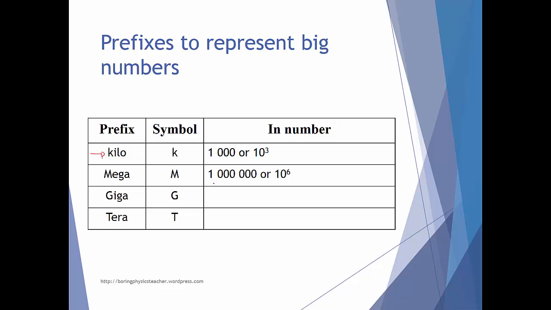For mega, it's 10 to the power 6, or 6 zeros. For giga, it is 9 zeros. For tera, may I guess? It is, of course, 12 zeros. So you see a certain pattern to it: 3, 6, 9, 12. It's kilo, mega, giga, and tera.